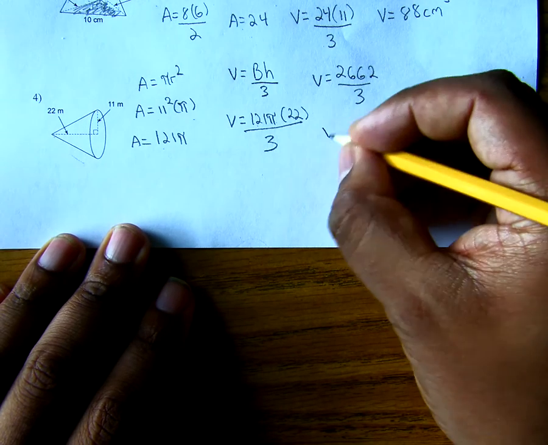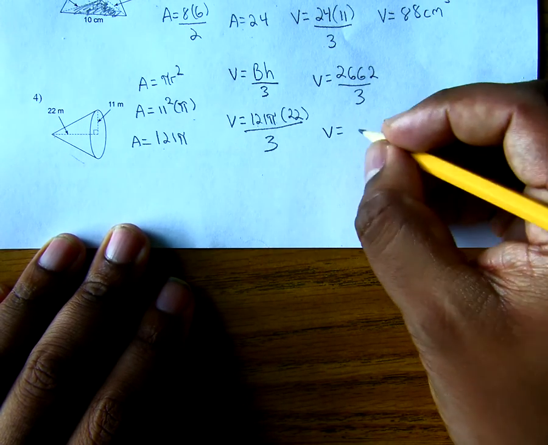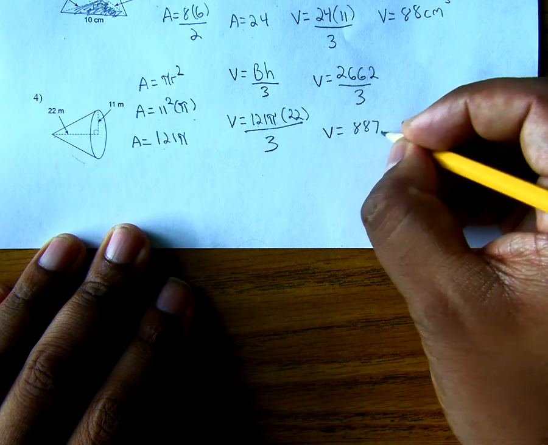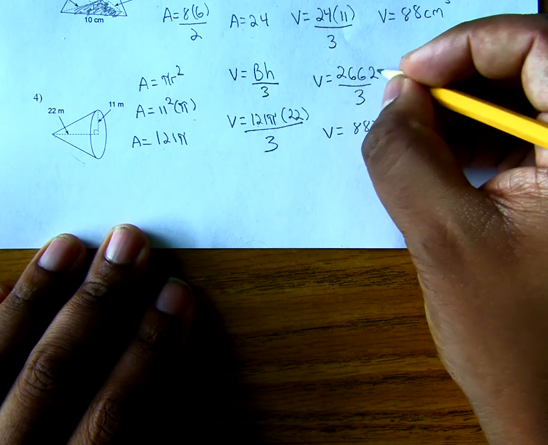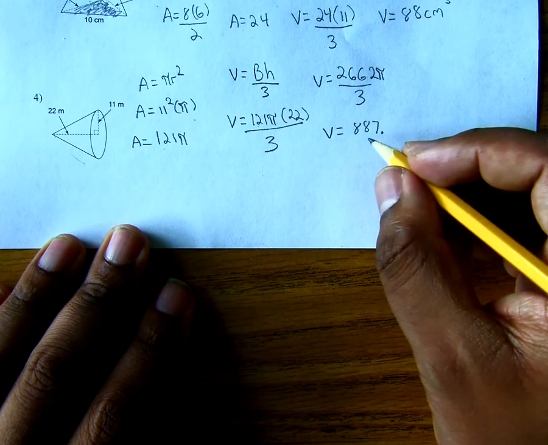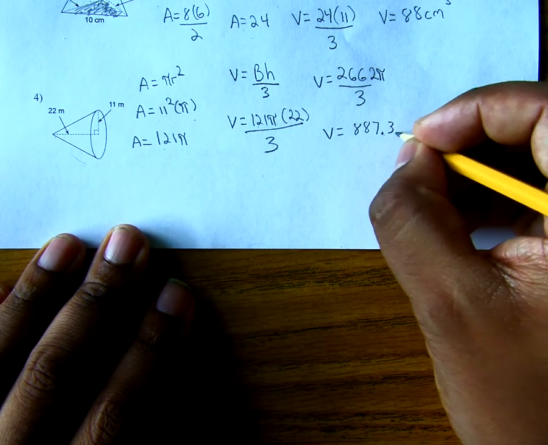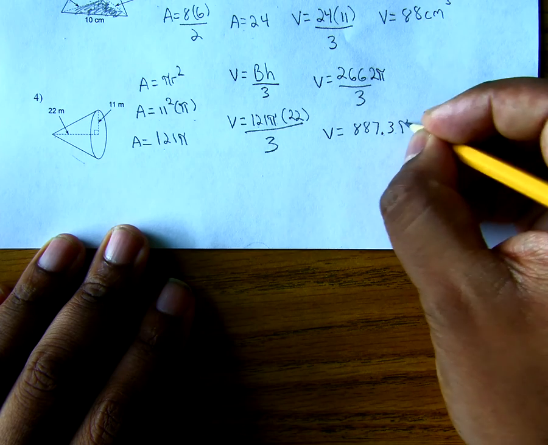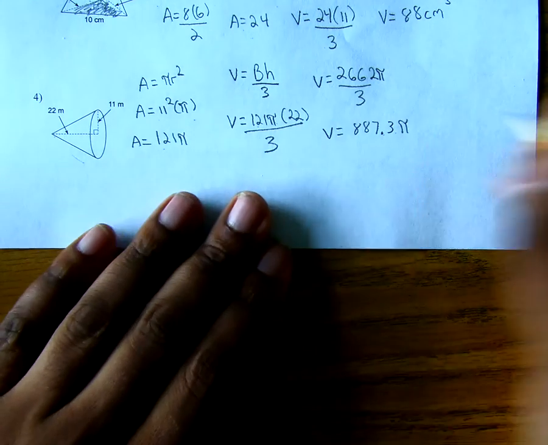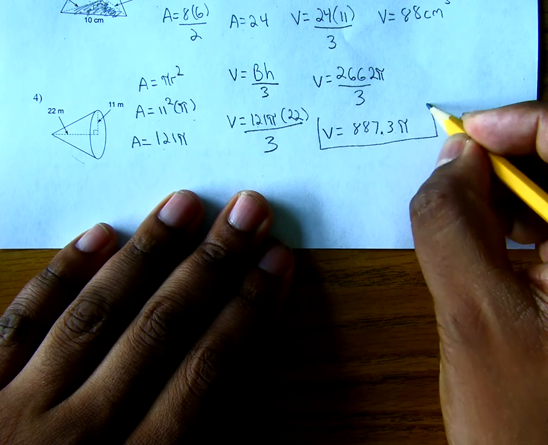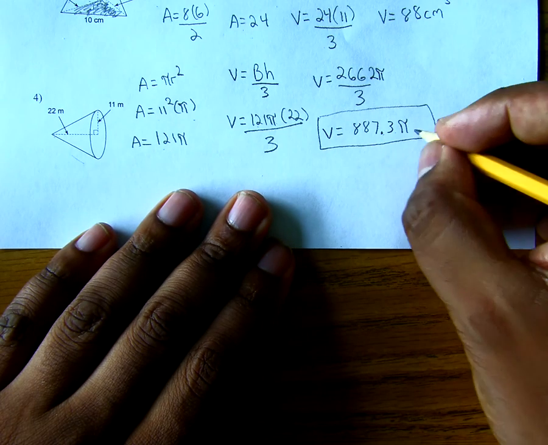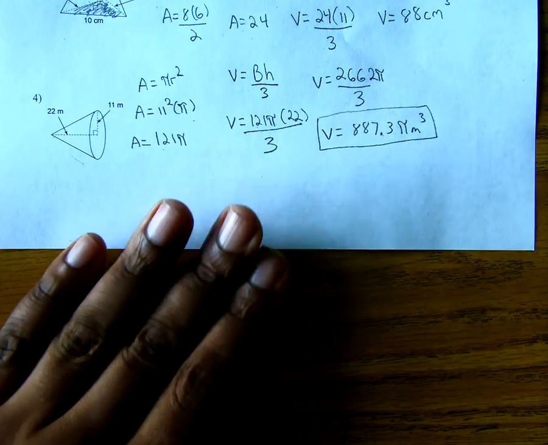And that's going to leave me with this decimal, 887.33333. Oh, left my pi off here. 887.333. I'm just going to round it to 887.3 and put my pi on the end here. And then this will be my final answer. And again, that would be meters cubed.